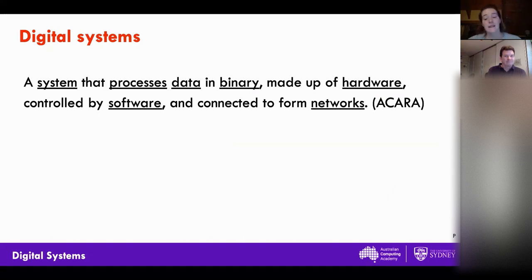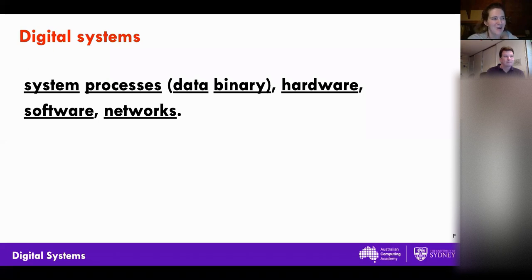So that leads us into digital systems. The definition in the curriculum is a system that processes data in binary, made up of hardware, controlled by software, and connected to form networks. So Karsten's touched on the hardware a bit here. I'm sure you've all heard quite enough about the software. So those are the key words in digital systems, and that's all that the curriculum touches on.